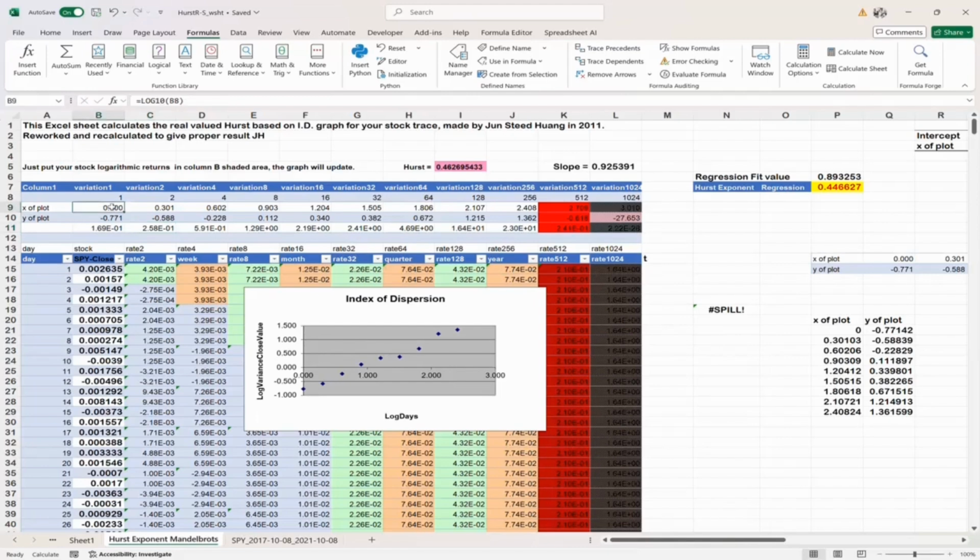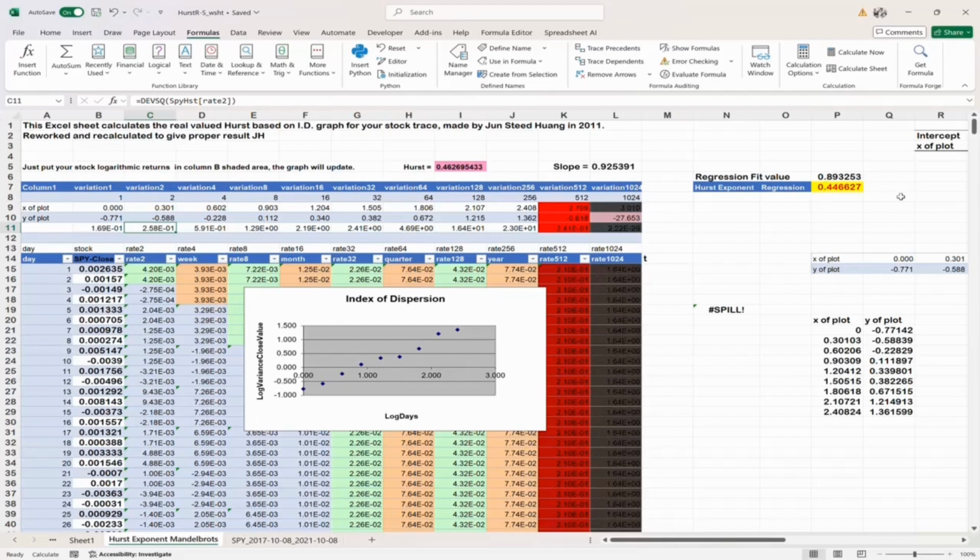And then there's the transformations, log 10, variation 2, log 10 C8, the Y plot, log 10 C11, and C11 is the deviation squared of this table's SPI history of rate 2, and the next one's rate 4, and so on. And that is used in this formula down here.